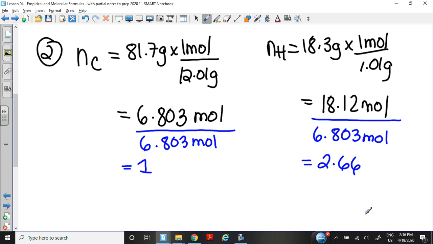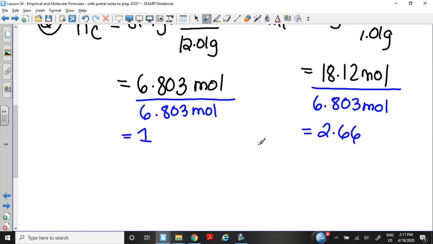Not really. 2.66 is kind of in the middle of 2 and 3. We want to get a whole number. So how do we do that? We're just going to play around with some numbers a little bit more. And again, remember, this is just a ratio. We just want to make it into a whole number ratio. So we're going to play a little game. And the easiest is trial and error.